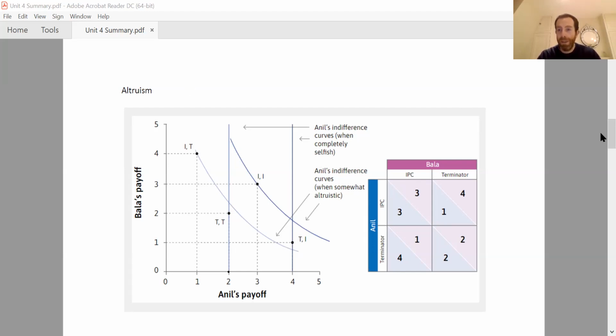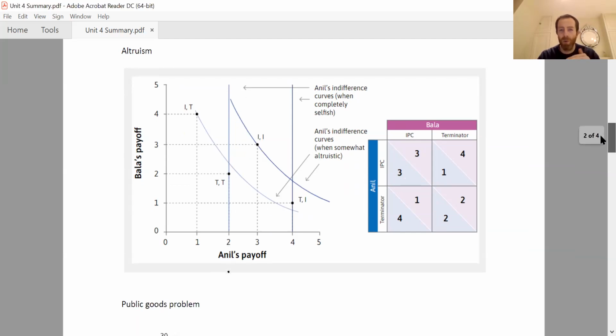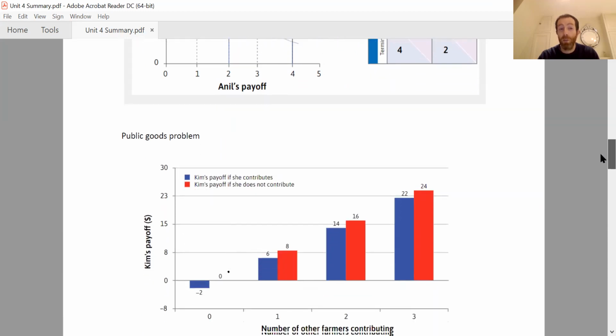Okay, so next thing I want to talk about, before going through all these things that could change the outcome, is this idea of a public goods problem.